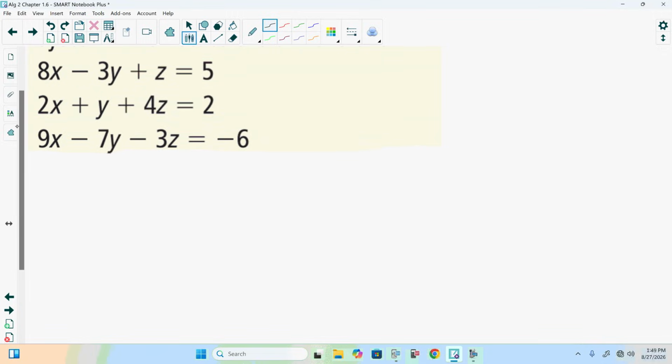Looking at these 3 equations, are all the variables on the left-hand side? Are they all in alphabetical order? Well, we can just straight write the equations. We don't have to do anything to them. Good.